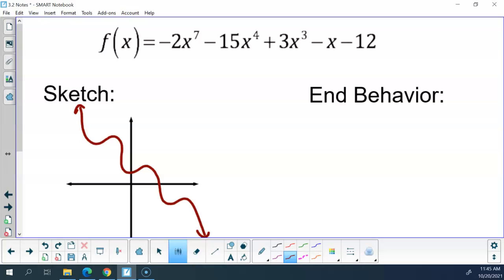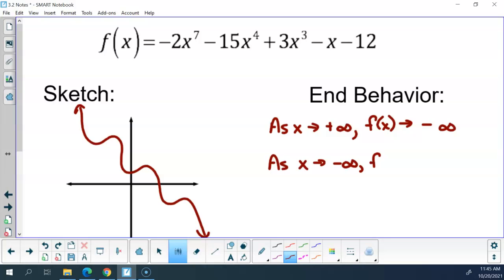Okay. So our end behavior is going to read: as x goes to positive infinity, my function is going to negative infinity. And as x goes to negative infinity, my function is going to positive infinity.